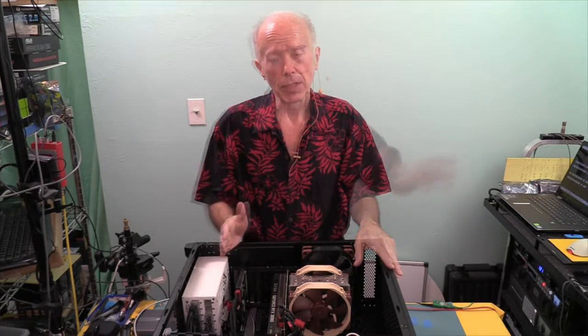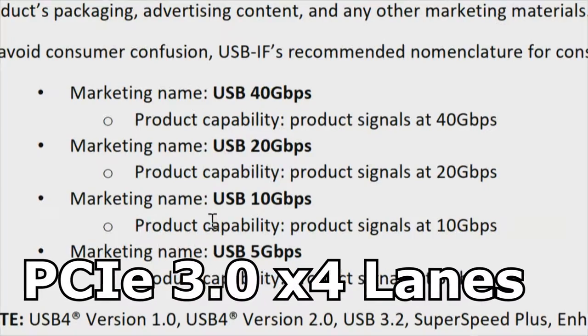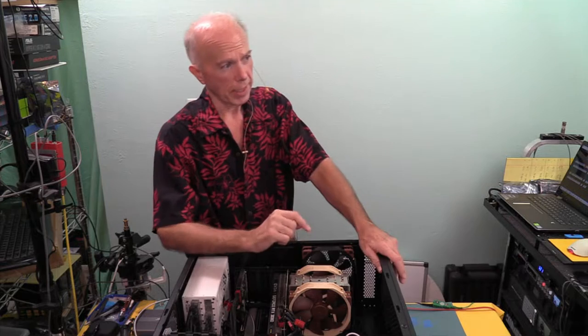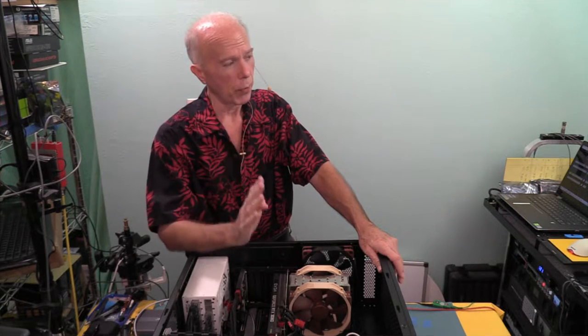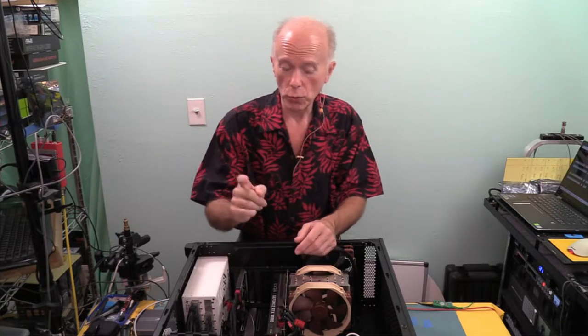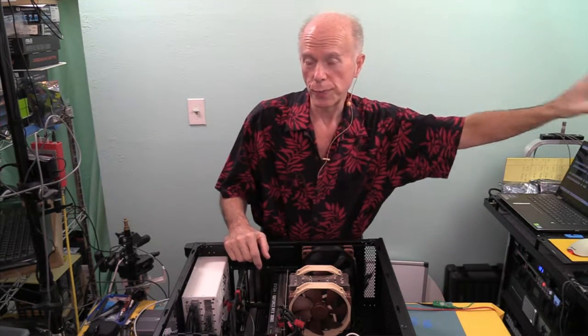How do we do that? The specification for everything we're looking at in this chart right now is predicated on PCI Express 3.0, four lanes. And because that's PCI Express 3.0, four lanes, that's important to remember and keep in mind, because when we go to USB 4, there's a version 1 and a version 2. And that's supposed to also envelop Thunderbolt 3 and Thunderbolt 4 on USB-C.